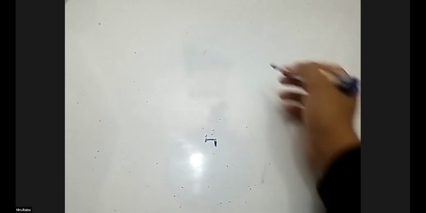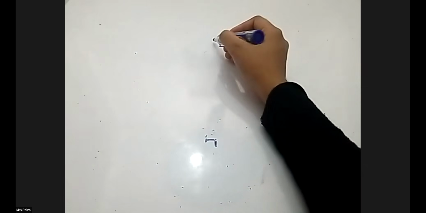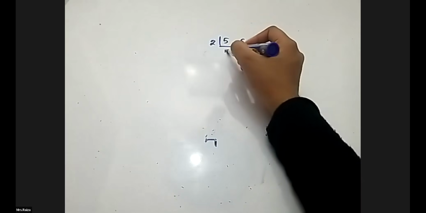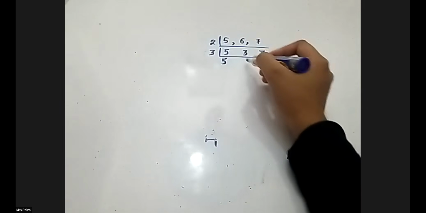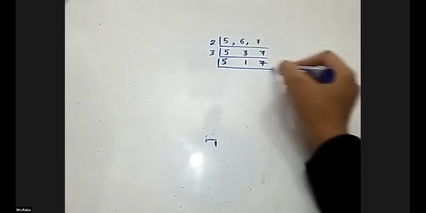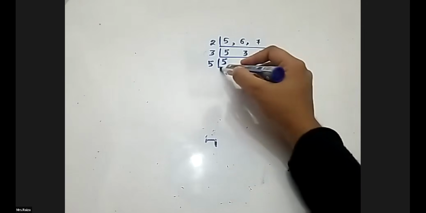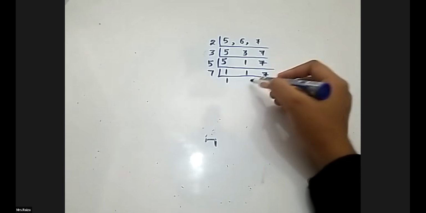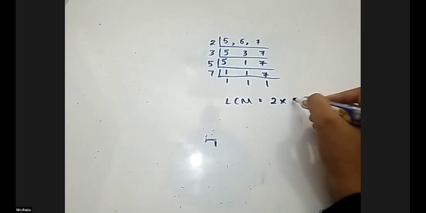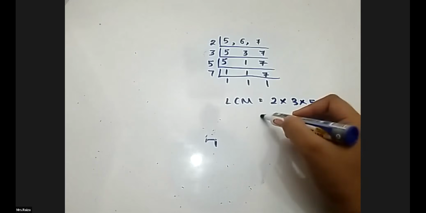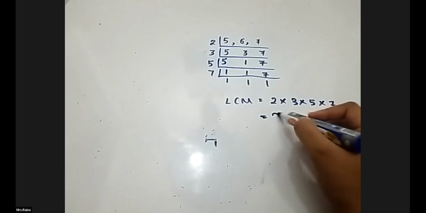Okay, most of them are done. When a number is divided by 5, 6, 7, these three numbers, we have to get the LCM. So let's divide by 2. This is not divisible. Here you get 3. The next prime number is 3. This is divisible. Now by 5. Next prime number, divisible, not divisible, not divisible. Next prime number is 7. Not divisible, not divisible, and divisible. So what is the LCM here? 2, 3, 5, 7. So 2 into 3 is 6. 6 into 5 is 30. 30 into 7 is 210.